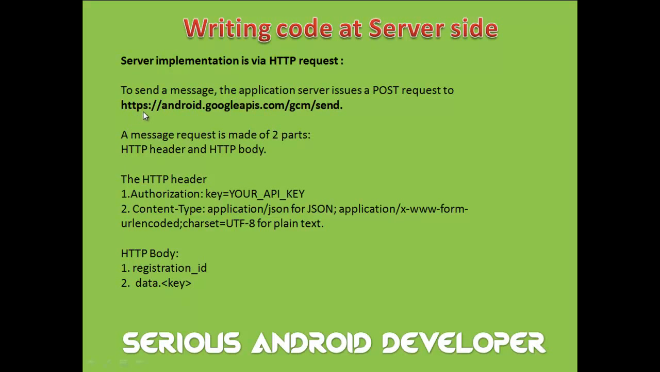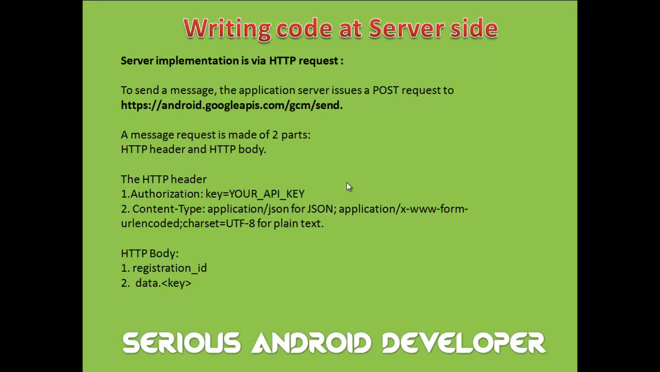You need to send the HTTP request to the GCM server using this URL, and your HTTP request contains two parts: header and body. Your header should have key equal to your API key, which we noted down before from the Google API console, and the content type should be application/json if you want to process a JSON response, and application/x-www-form-urlencoded if you want simple UTF-8 plain text. And inside your HTTP body, you should send the data plus the registration ID.